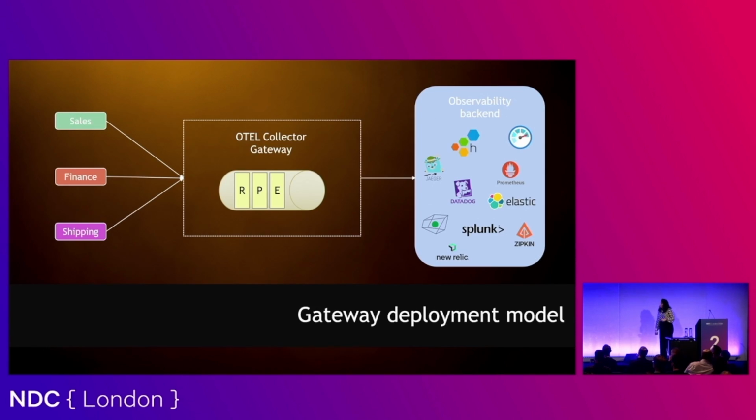Now that looks like this. So now we have our individual services that are just collecting that information, sending it through to the centralized OpenTelemetry Collector, which is then doing that receiving, processing, and exporting to the observability backend.